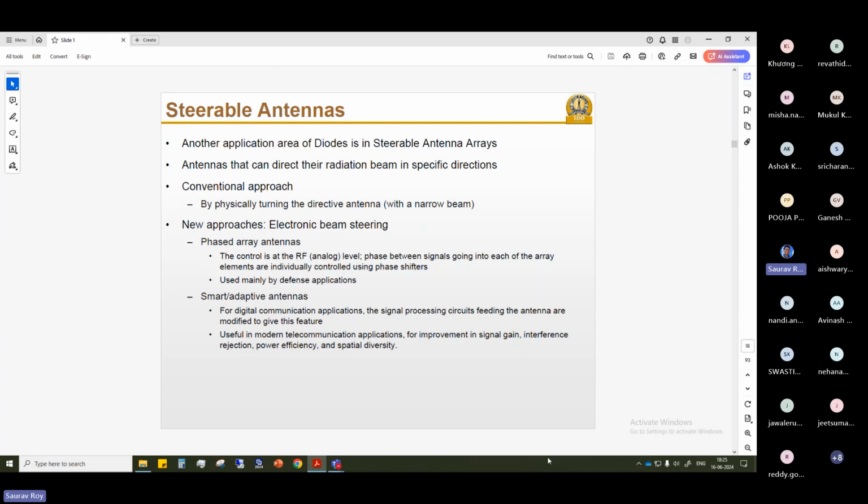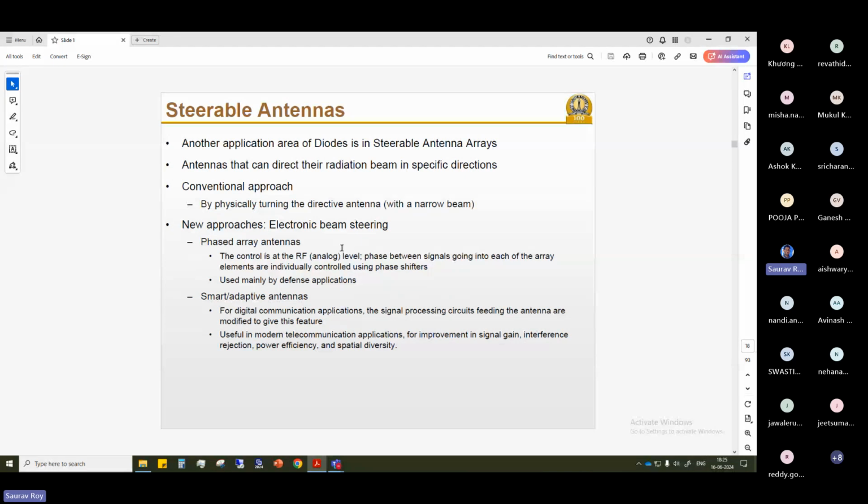So for all of these different applications, you need some kind of variation, which will be brought by these elements or switching elements. Okay, it may not necessarily be the phase switching, but you have other elements as well.